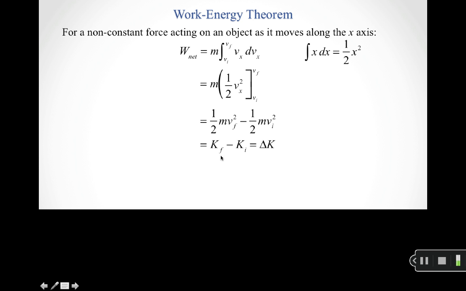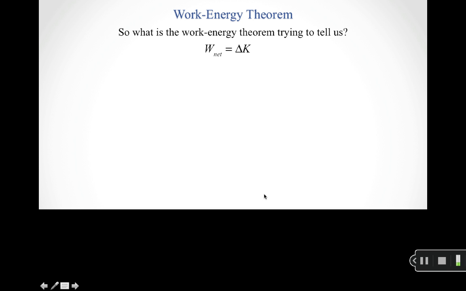Well, this term is nothing more than the final kinetic energy of my object. My second term is nothing more than the initial kinetic energy of my object, because I know the kinetic energy is calculated as 1/2 mv squared. So K final minus K initial, that's just another way of saying the change in kinetic energy, and so I can denote that as delta K. So the third way that I can talk about the net work is through the work energy theorem. The work energy theorem tells me that the net work is equal to the change in kinetic energy.